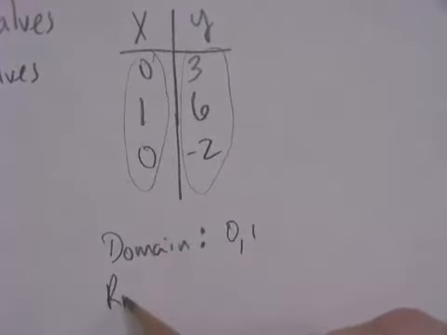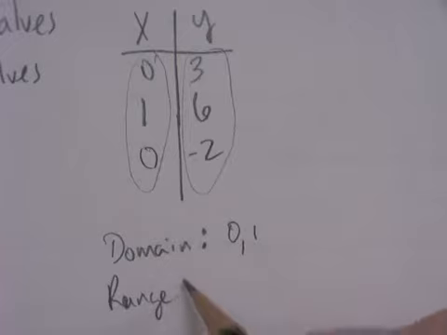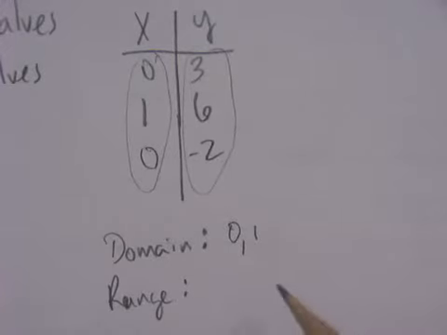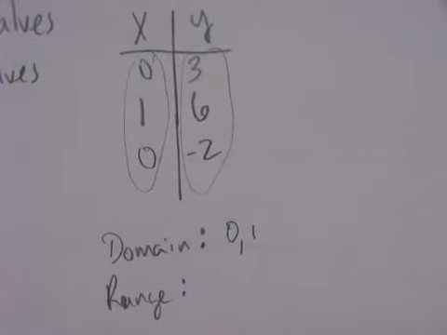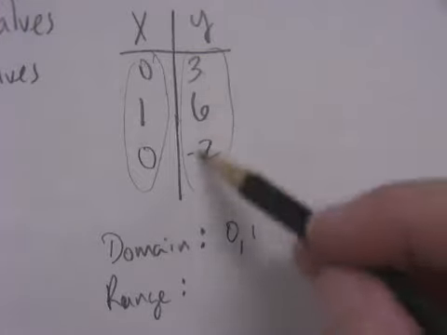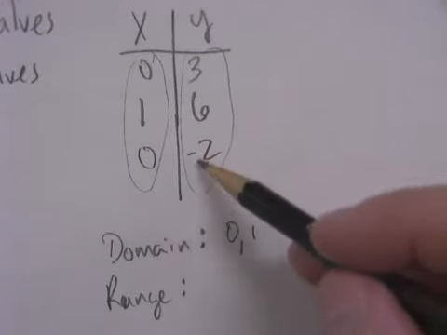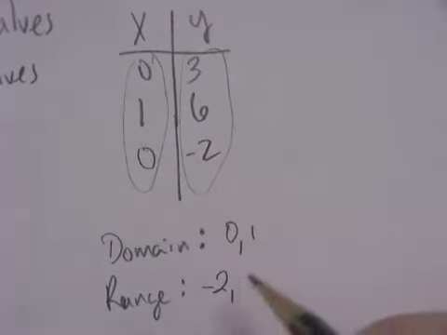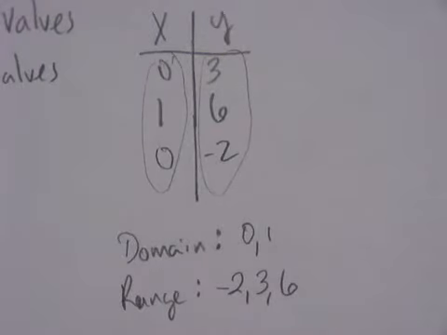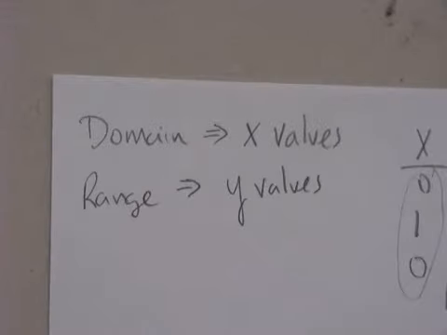Range. You rewrite the word range, put a colon, and then usually they put them in ascending order. So start with the smallest one: negative 2, and then 3, and then 6. That's it. That's the new stuff. All you have to be able to keep separate is domain and range. Some people get them flip-flopped, to be honest with you.